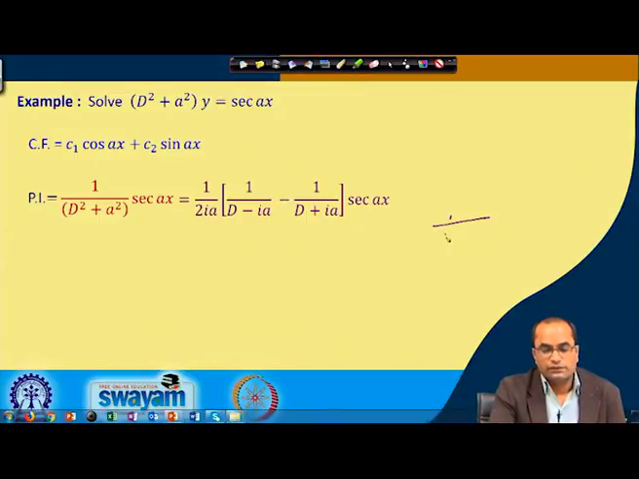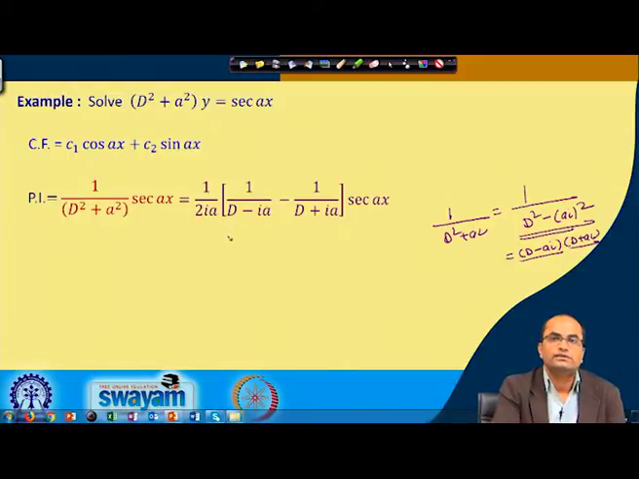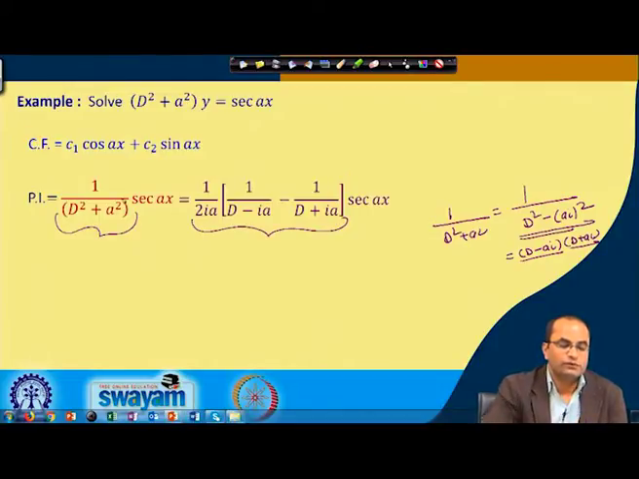So, 1 over d square plus a square is written as 1 over d square minus (ia) square. That means d plus ia and d minus ia, this is the product of d minus ai and d plus ai. So 1 over (d minus ai)(d plus ai), and then we can do partial fractions. So, we will get this expression given here for 1 over d square plus a square, and now we want to operate on this sec ax.